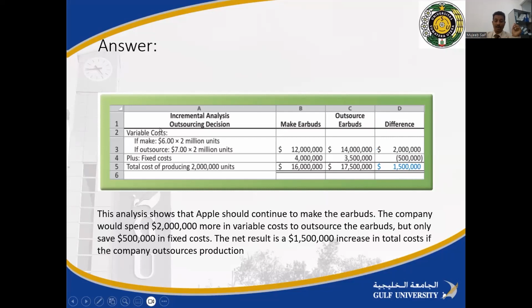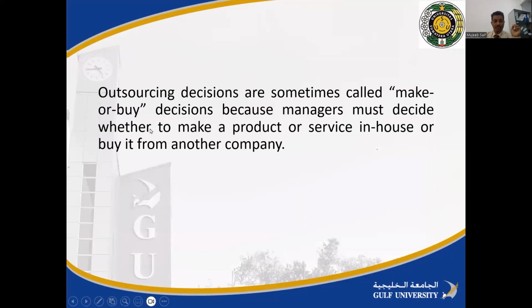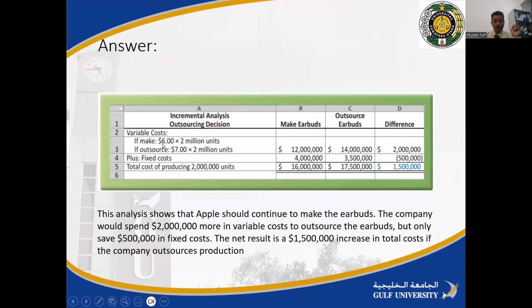First, we will start with variable cost. If we make it in our organization, we continue producing these units in our organization. Variable cost, as mentioned here, $6, multiplied by 2 million units that we will use. So how much will be the cost of making these earbuds in our organization? Added to the variable cost, it will be 12 million, right?